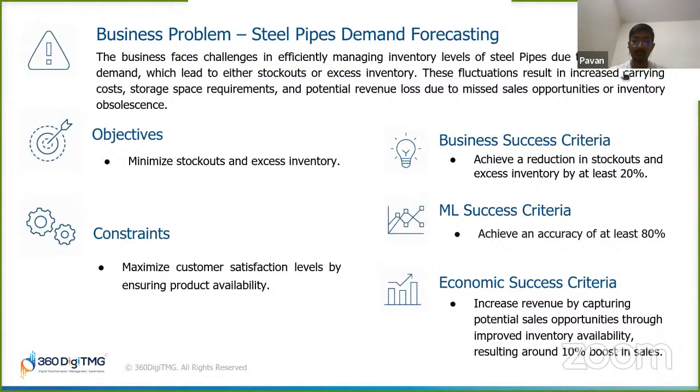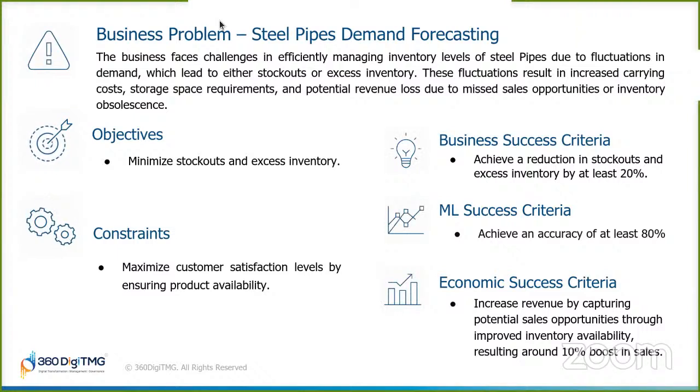And from a machine learning perspective, our success criteria is to achieve an accuracy of at least 80% in our demand forecasting models. This level of accuracy is crucial to making reliable predictions that the business can depend on. Finally, in terms of economic success, we aim to increase revenue by capturing potential sales opportunities through improved inventory availability. Our target is to boost sales by around 10%. By having the right products available at the right time, we can meet customer demand more efficiently and enhance our revenue. This is about the entire project, Aditya.